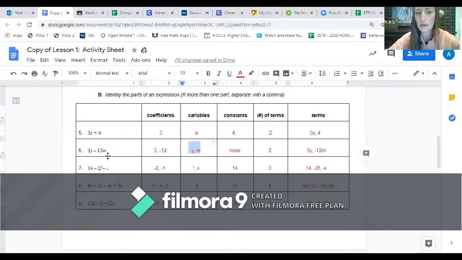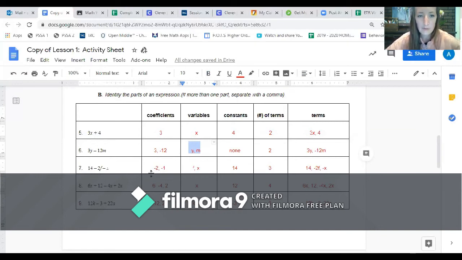It can be looked at as a minus sign or as a negative sign. So when we list that coefficient, we want to borrow the subtraction sign and call it a negative 12. So technically the coefficient's a minus 12. There are no constants, no numbers just by themselves. Two terms, they are 3y and minus 12m.